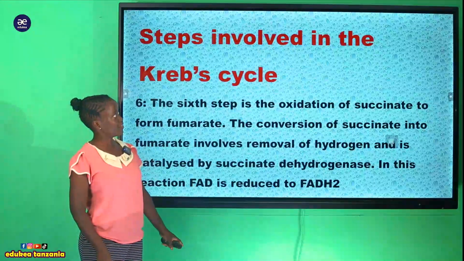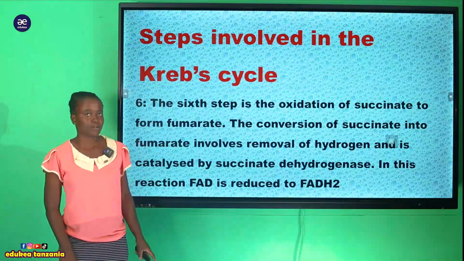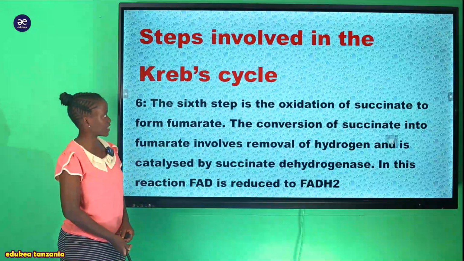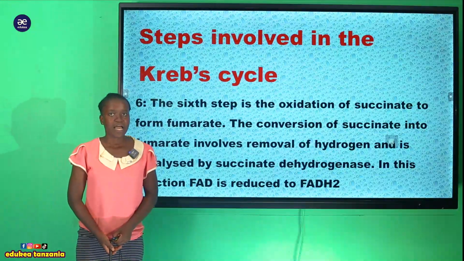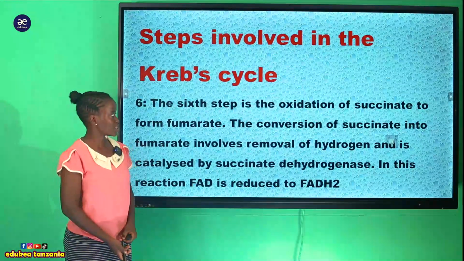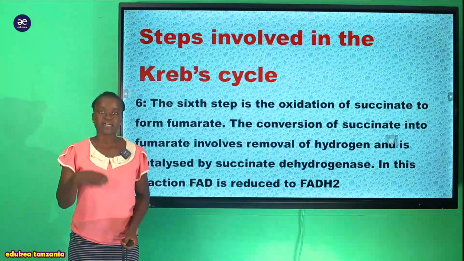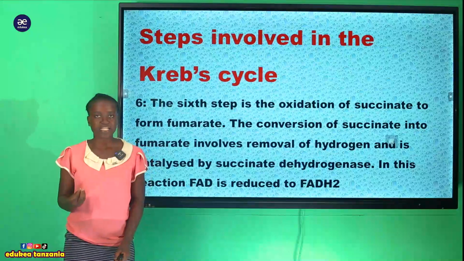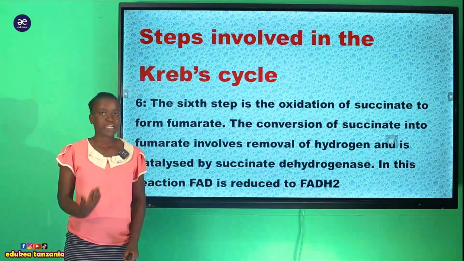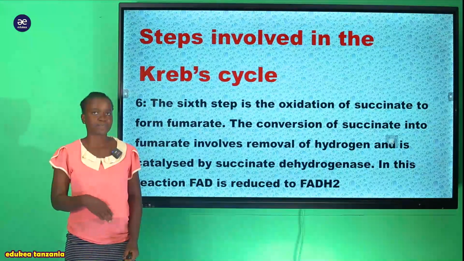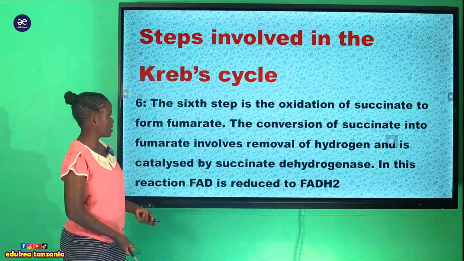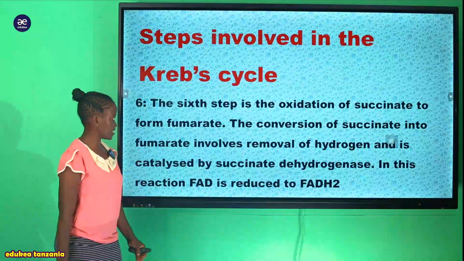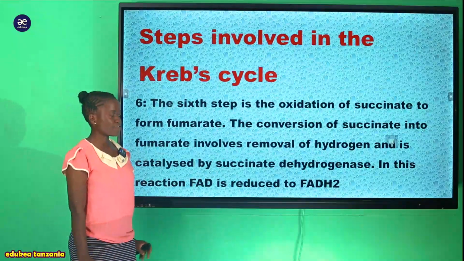So on the Krebs cycle, we are discussing the steps which are involved, and there are 6 steps involved in the Krebs cycle. Remember, the first stage up to the 5th stage we have already covered. So now we are proceeding from where we ended in the previous session. Now you can see this is the 6th step. It involves the oxidation of succinate to form fumarate.